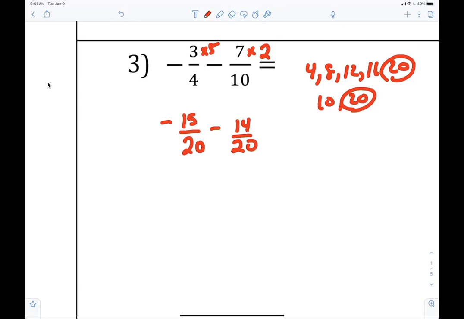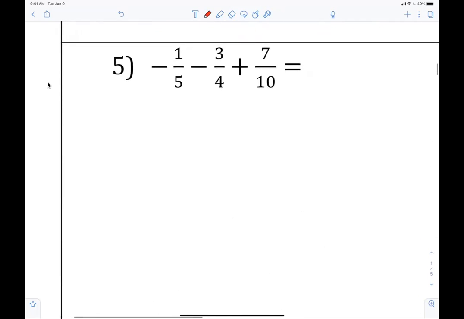All right. And now you're just looking at this from yesterday. -14 and -15 makes what? -29 out of 20. And are we okay to leave it like that? Yep, you're okay to leave it like that. Perfect. Anybody have any questions with that? Everybody good? All right, let's knock out number 5.